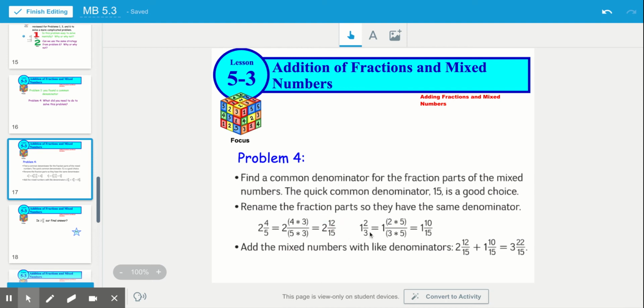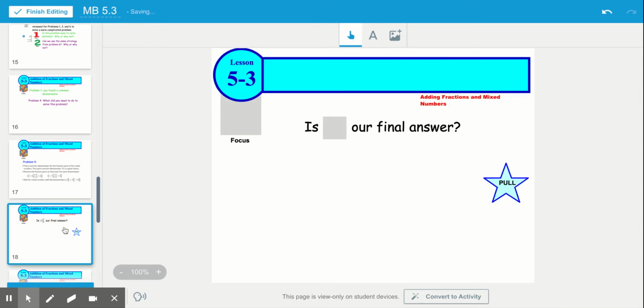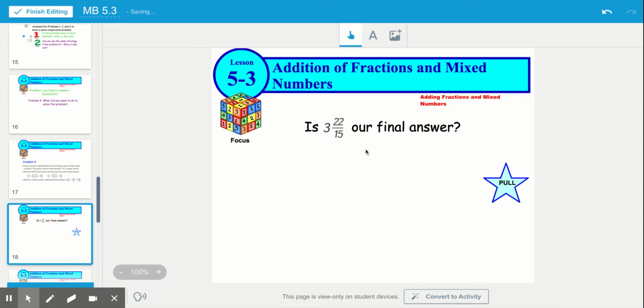Then we're going to do the same thing for 1 and 2/3. This time you're going to multiply the numerator and the denominator by 5, and you get 1 and 10/15. Then you're going to add the mixed numbers with the like denominator. So now you're going to take 2 and 12/15 plus 1 and 10/15, and you get an answer of 3 and 22/15. Is 3 and 22/15 our final answer?